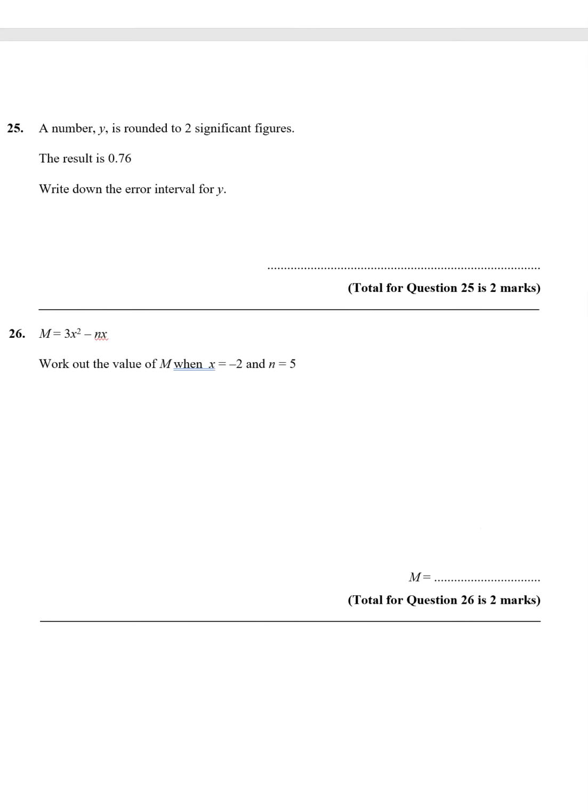Right, number 25, it's been rounded to 2 significant figures. Write down the error interval. Well, because it's rounded to 2 significant figures, the lowest it could possibly be is 0.755, and the highest it could be 0.765. Notice that has the line underneath because it could equal that, but we know that it can't equal the upper one because that would actually round up. Okay, that's called the error interval.